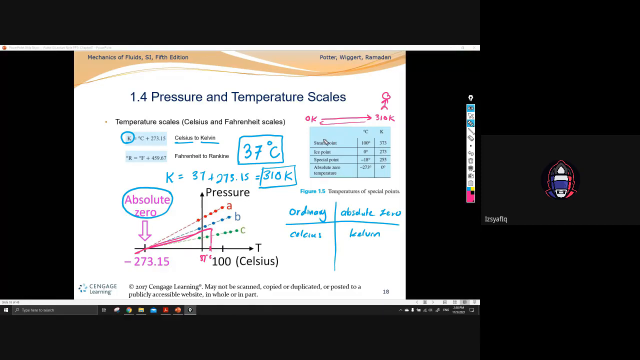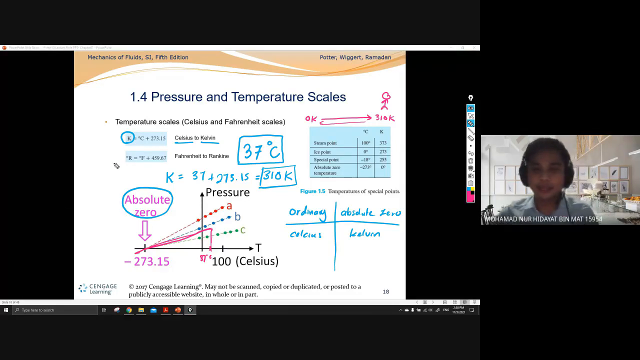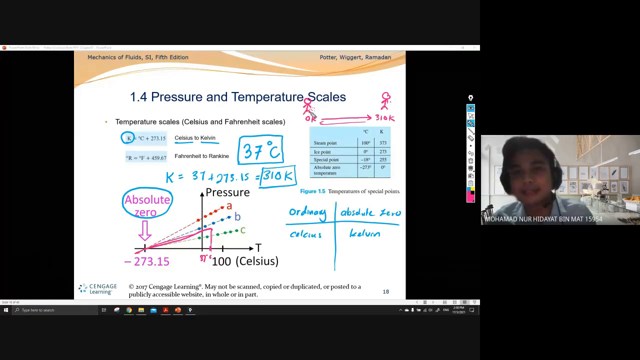-273°C. That means the molecules inside your body do not move at all. We call this the absolute zero. Now compare, for example, this is your body. This is just imagine. This is the body when the molecules are not moving at all, compared to your body, where the molecules move at a temperature of 310 Kelvin.